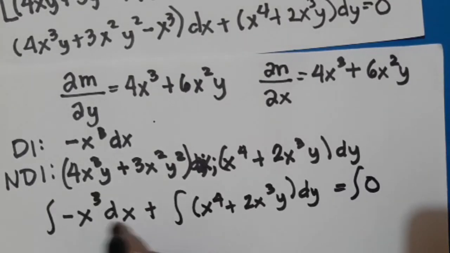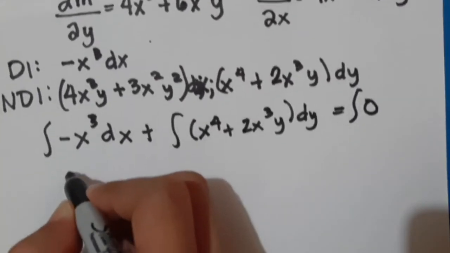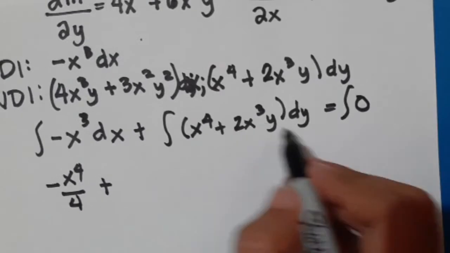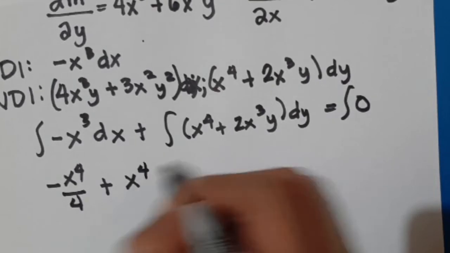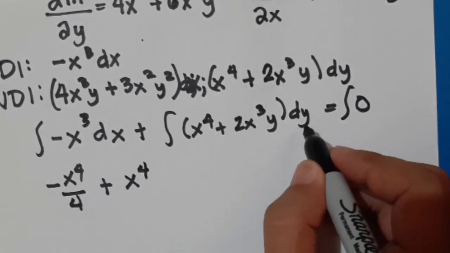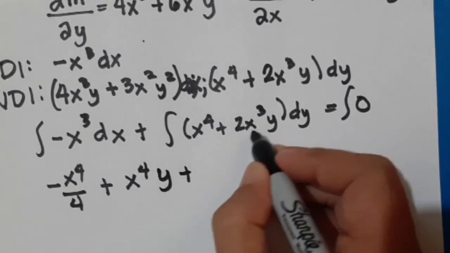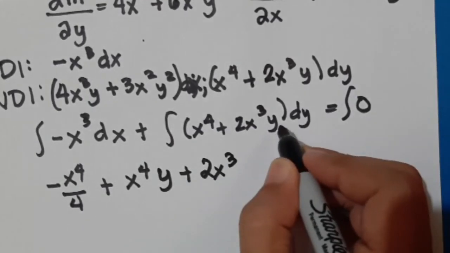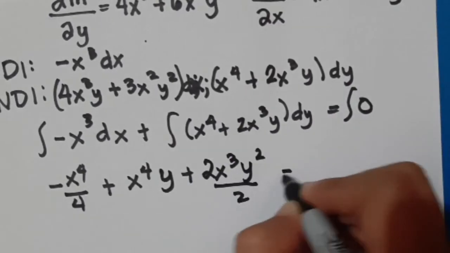So negative x cubed dx is equivalent to, we just use the power formula, negative x to the fourth over 4, plus partial integration: x to the fourth with dy, so we just copy x to the fourth and we integrate dy. The integral of dy is y, plus, again this time we have 2x cubed which is constant, we just copy, then variable y dy, that's power formula, y squared over 2, is equivalent to c.